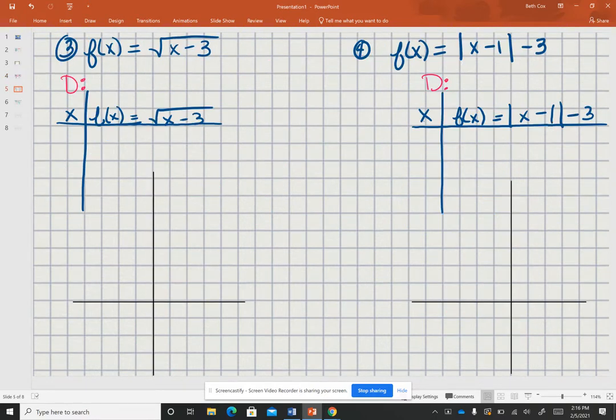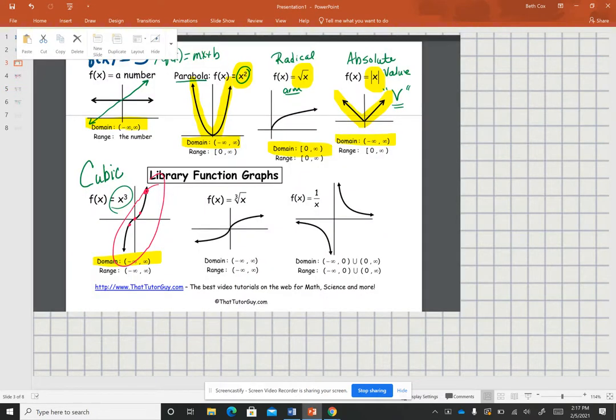Okay, so now I've got a radical function and an absolute value function. So this one's a radical, and this one's an absolute value. Now the domain of the radical, this is the one where I'm going to have a domain issue. For the absolute value, it's negative infinity to positive infinity. Let's look back at our little cheat sheet here. Those are the ones we're going to do next, and that's what they're going to look like.